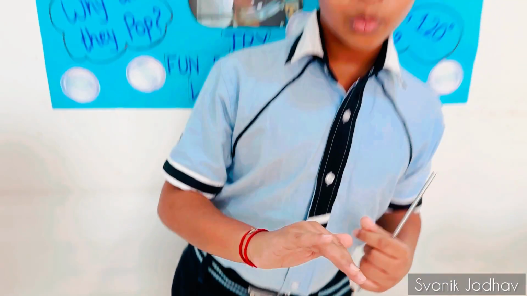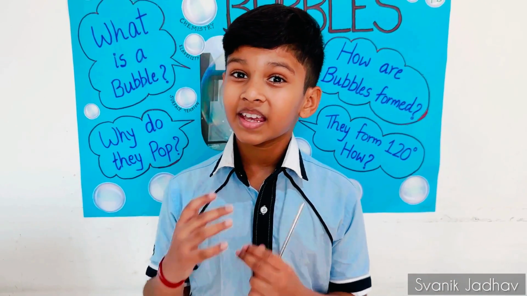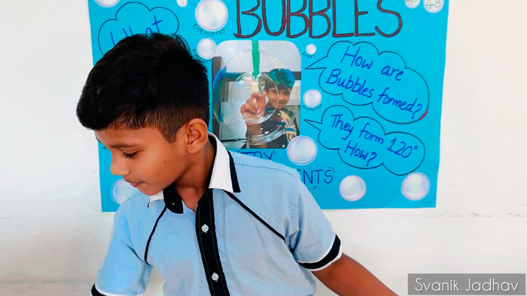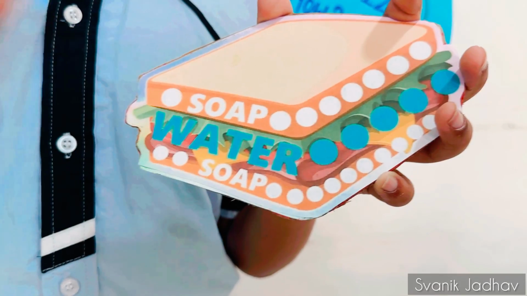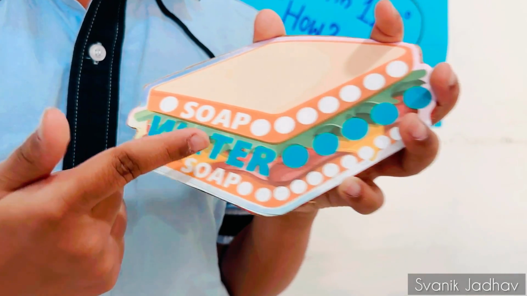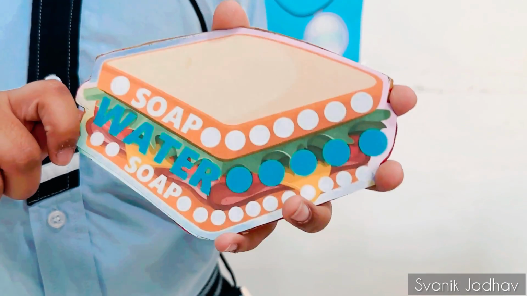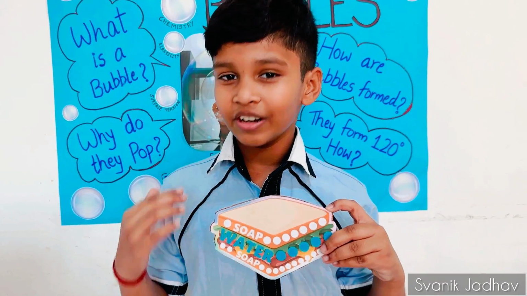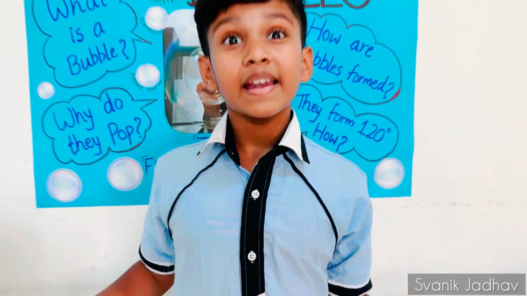Now let's talk about the surface of the bubble, I mean the film. So let me show you one thing. It is called a water sandwich. The soap molecules act like the bread and the water acts like the filling. This is how the surface of a bubble looks. Now that we have learned how the surface of the bubble looks, let us learn why the bubbles pop.